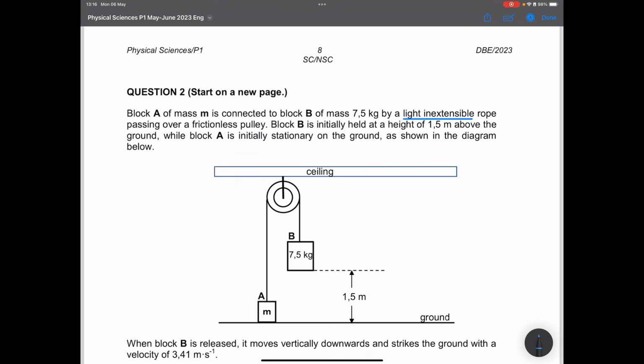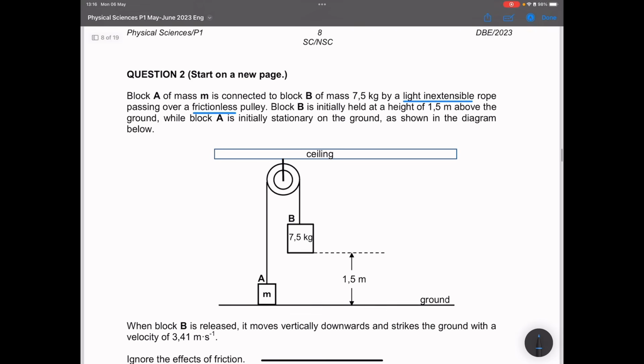They say it is passing over a frictionless pulley. Very important, because it means that the tension on the one side of the pulley will be equal to the tension on the other side of the pulley. They say block B is initially held at a height of 1.5 meters above the ground, while block A is initially stationary on the ground, as shown in the diagram below.